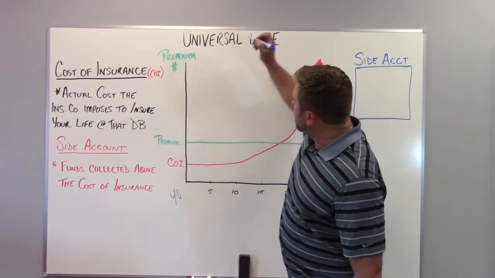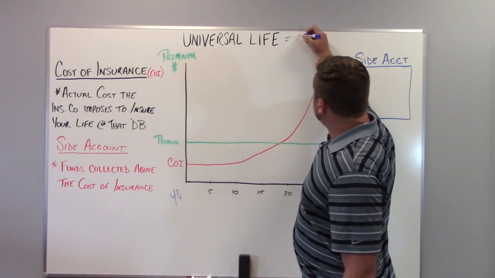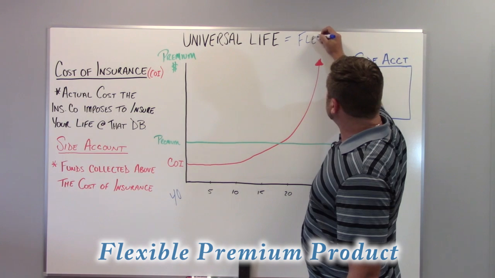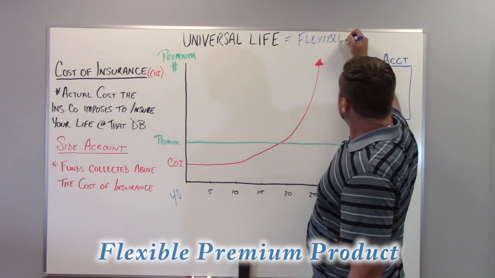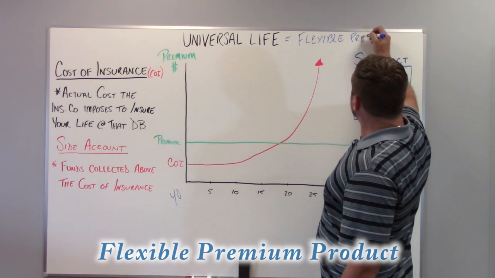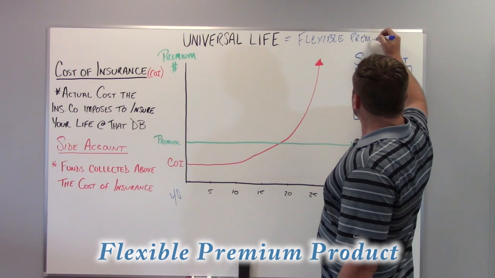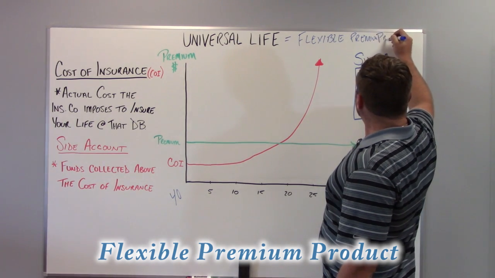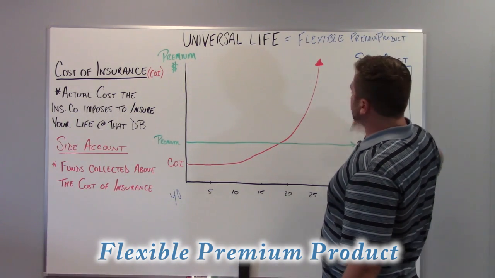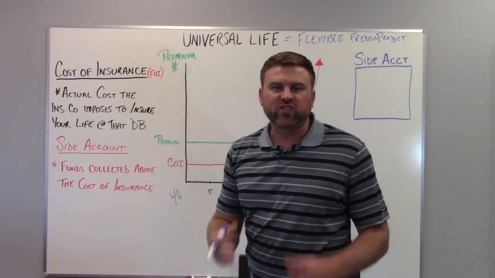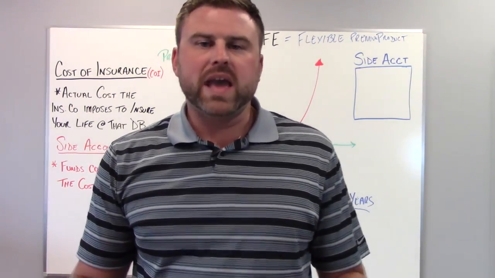Now, a universal life contract is also called a flexible premium product. And the reason for that is you have flexibility of paying your premium.